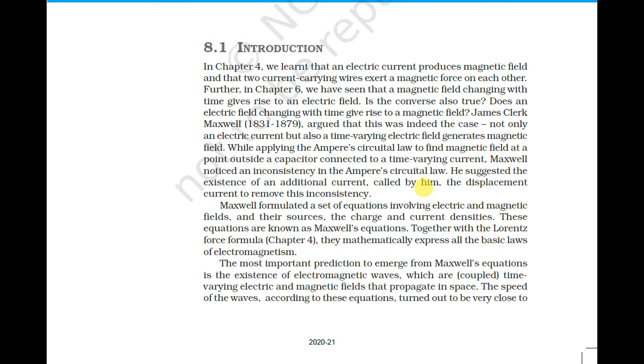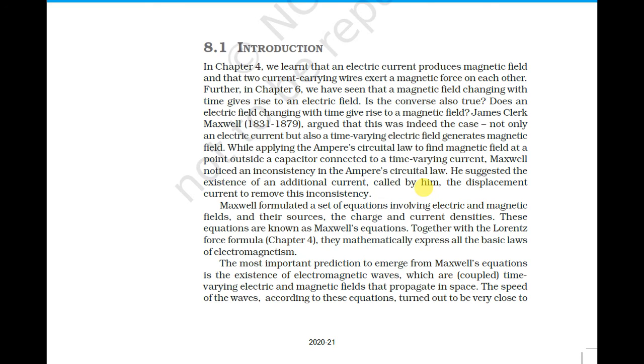But now we will discuss the set of equations formulated by Maxwell. They involve the electric field and the magnetic field. Before Maxwell, we saw that only when we vary the electric field with time does it generate a magnetic field. But after that, Maxwell said this phenomenon is not complete.